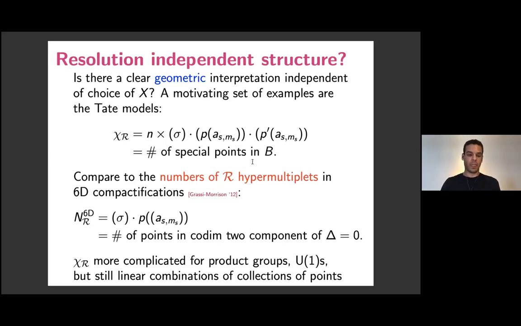And you can view this as counting a number of special points that appear inside of the base. It's very tempting to compare this expression to geometric expressions for the numbers of hypermultiplets in 6D F-theory compactifications. They look quite similar. And they're understood now to count particular numbers of points appearing in a codimension 2 component of the singular, the discriminant locus of the Weierstrass model. So this is a particularly simple example. If we ask for more complicated setups, for example, product gauge groups, U1s, rather than getting a simple formula like this, we get something that's a bit more complicated, but it can still be interpreted as a linear combination of collections of points.